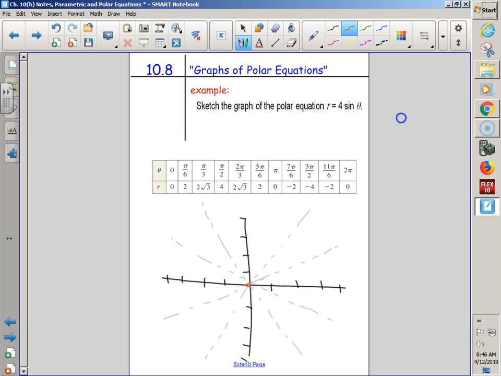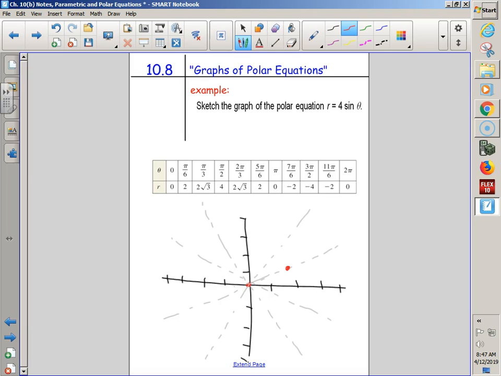At pi over 6, what am I going out? How do I go out 2? What did we learn yesterday? Out 2, I think about drawing the circle, right? And I ask, where does that circle with a radius of 2 intersect? Are we good? I'm not used to writing like that. Okay, that's about right.